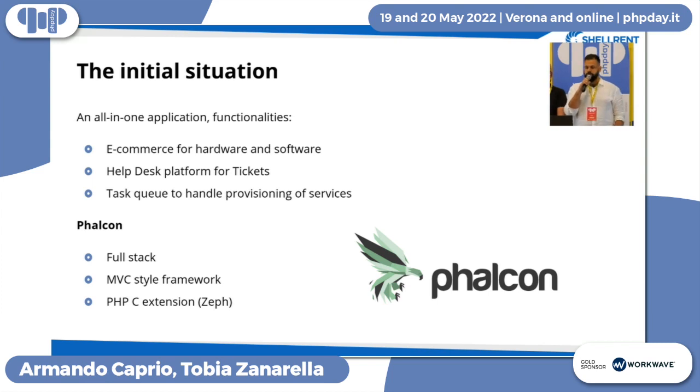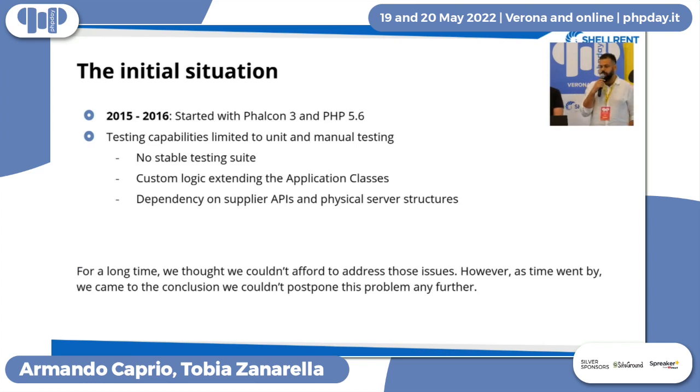At Charente, we focus on implementing all the functionalities that our company needs. Those functionalities are contained in an all-in-one application used for managing e-commerce for hardware and software, a customer help desk to handle tickets, and a task queue for handling the provisioning of services we sell. This application was born as a rewrite of an older legacy system, and we built it using Phalcon, a full-stack MVC style framework focused on performance and low overhead.